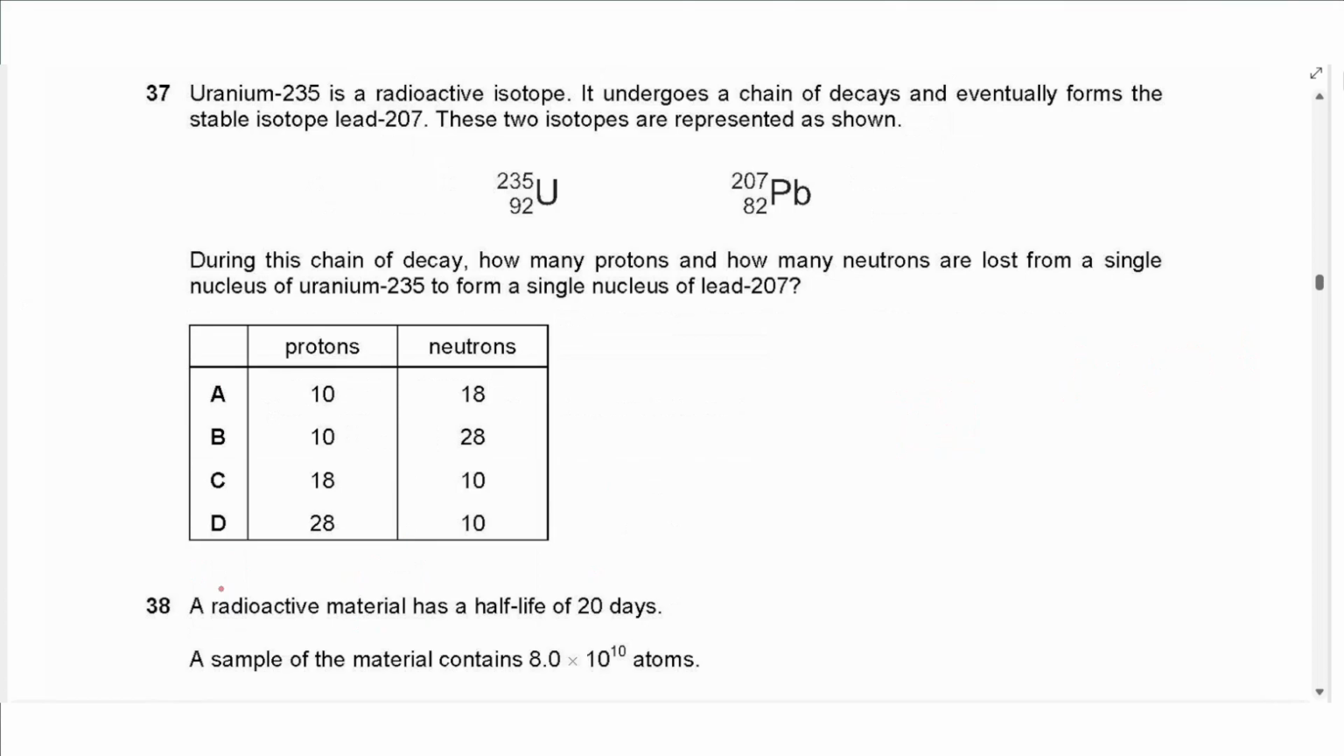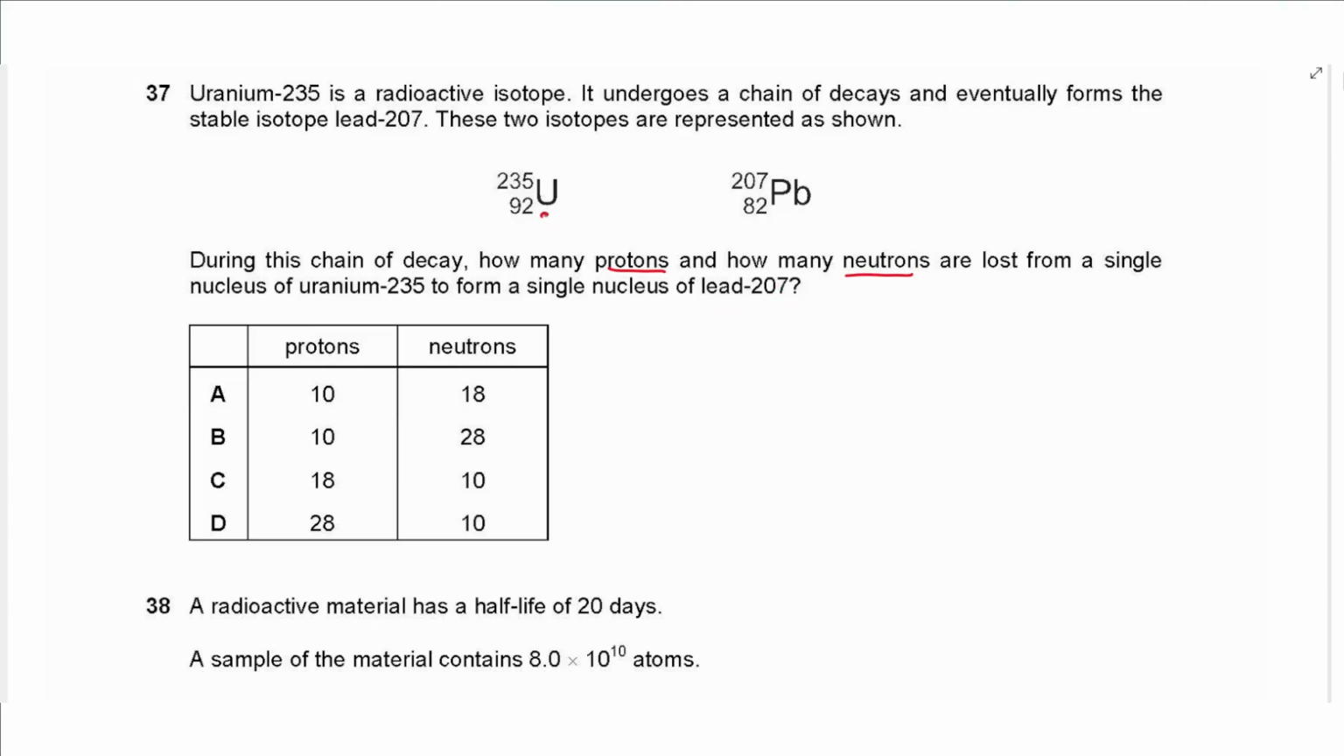Question 37 says uranium-235 is a radioactive isotope. It undergoes a chain of decays and eventually forms the stable isotope lead-207. These two isotopes are represented as shown. During this chain of decay, how many protons and how many neutrons are lost from a single nucleus of uranium-235 to form a single nucleus of lead-207?